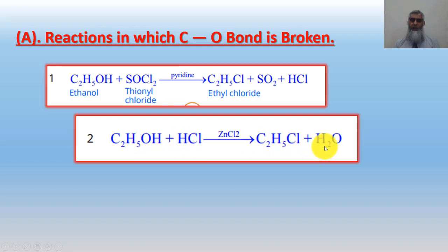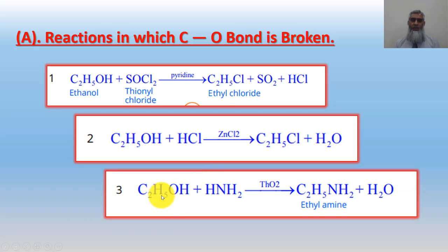Number 3, ethanol or ethyl alcohol on reaction with ammonia in presence of thorium oxide as a catalyst. From ammonia, NH2, amino group is a nucleophile. It will replace the OH group from alcohol, breaking the carbon-oxygen bond, and then OH group will be replaced with NH2 group, producing ethyl amine plus water as the product.